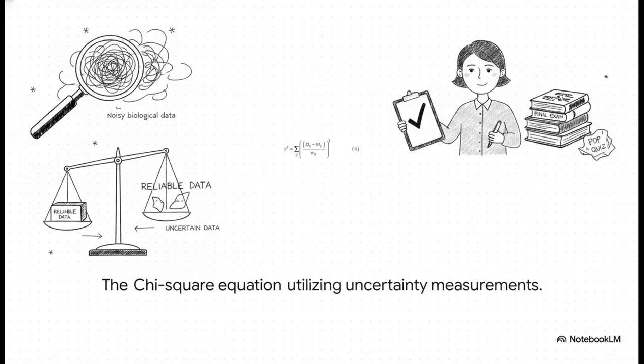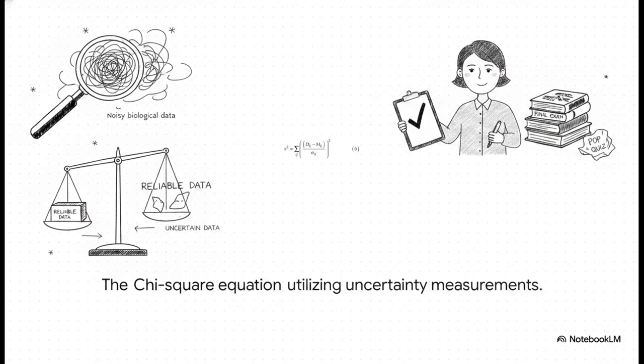This is the modified equation. Notice the only real difference is that little sigma symbol sitting right there at the bottom of the fraction. That sigma represents the uncertainty measurement for each specific data point. By dividing the error by the uncertainty, you penalize the algorithm way more for getting the reliable data wrong, and you kind of forgive it for getting the highly uncertain data wrong.